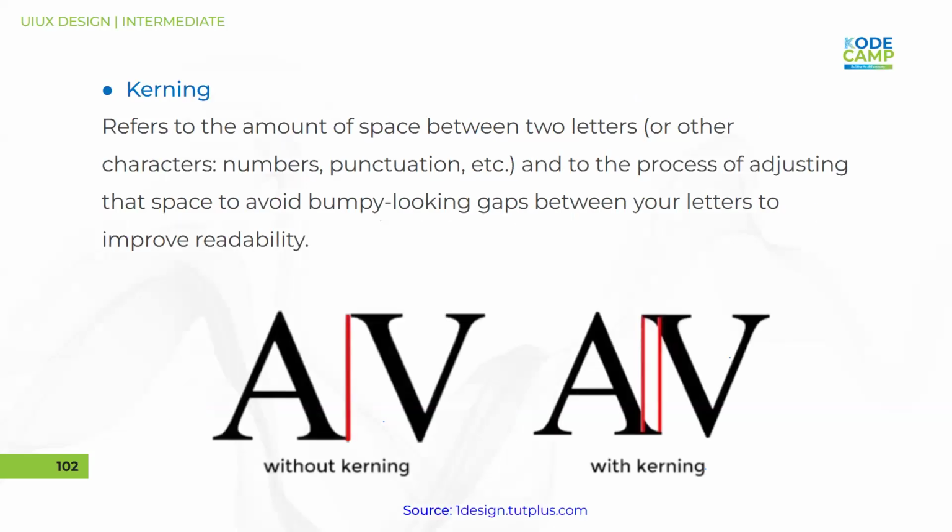So when we say kerning, what does it mean? This refers to the amount of space between two letters or other characters, could be numbers, punctuation, etc., and the process of adjusting the space to avoid bad-looking gaps between your letters to improve readability. If you look at the first image to the left, we can see a text without kerning, and the second one is a text with kerning. All right.